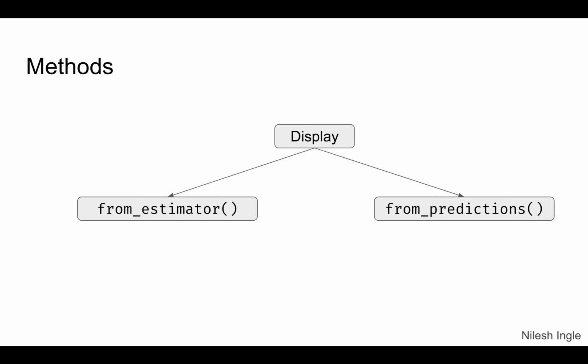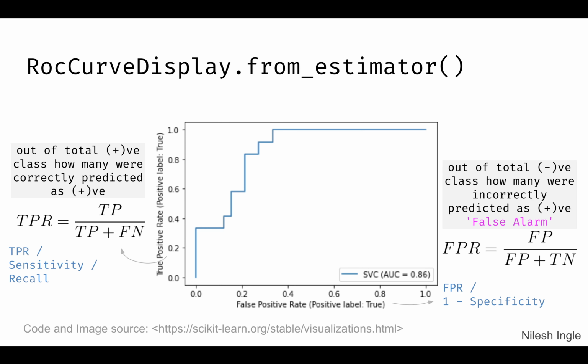So basically, there is a display class in scikit-learn which has two methods, from_estimator and from_predictions, which can be used to visualize the data. The very first one is ROC curve display, and as we can see in this particular plot, we have false positive rate on the x-axis and true positive rate on the y-axis.